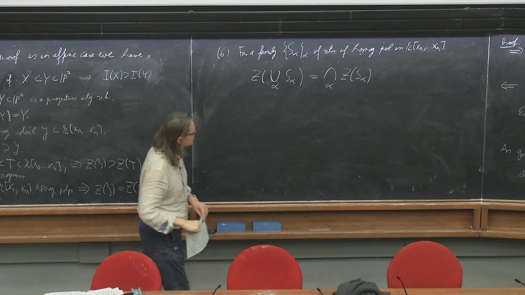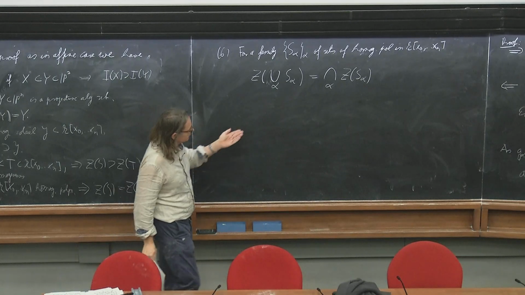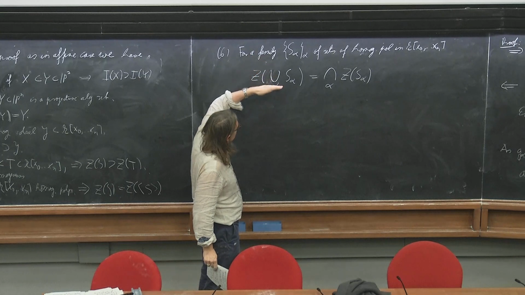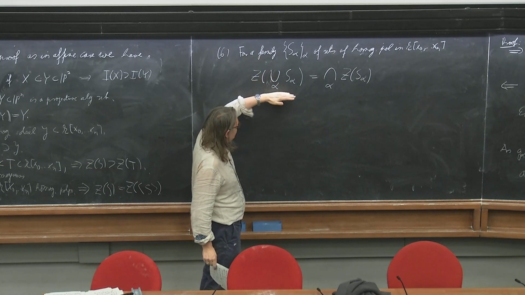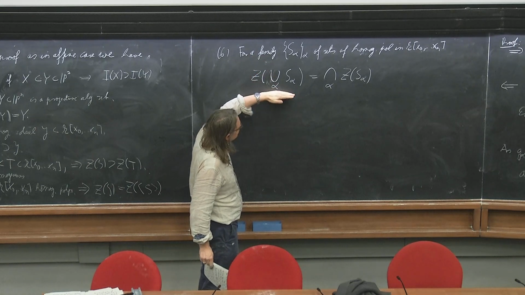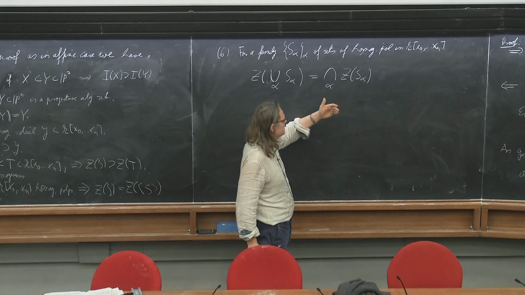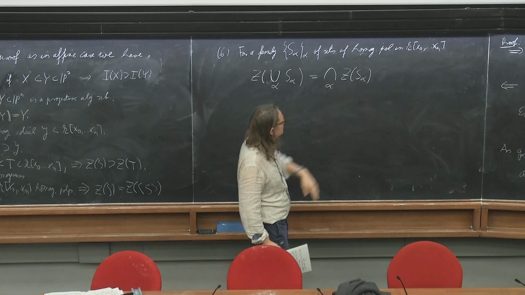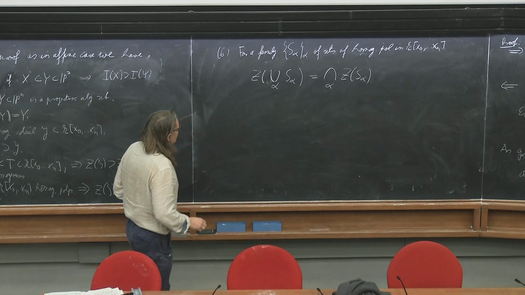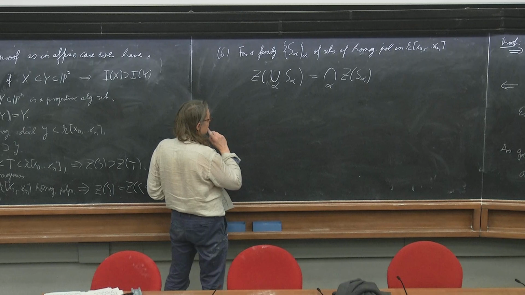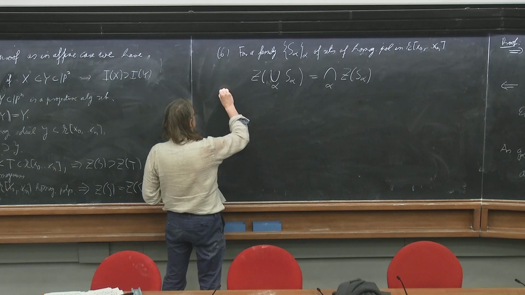This is essentially a tautology, because when we look at the points where all these polynomials vanish, that is the same as looking at the intersection of the loci where each of them vanishes. Okay.